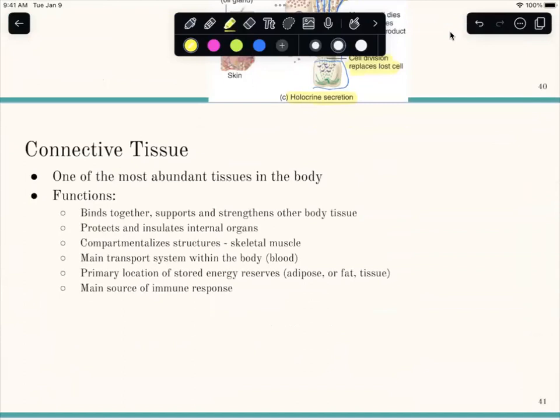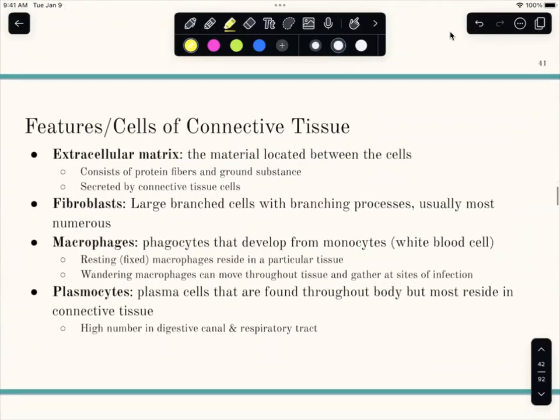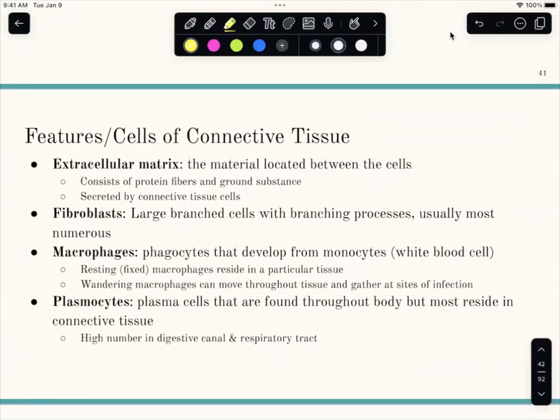Connective tissue, the next type of tissue. There's a lot of different types of connective tissue out there, and I'm going to try to do my best to point out the differences between each of them to help you identify each one and where they're found. So, in connective tissue, we have extracellular matrix. This is just everything that's found between all the cells. We have those fibroblasts that I mentioned before. Fibroblasts are the cells that usually make connective tissue.